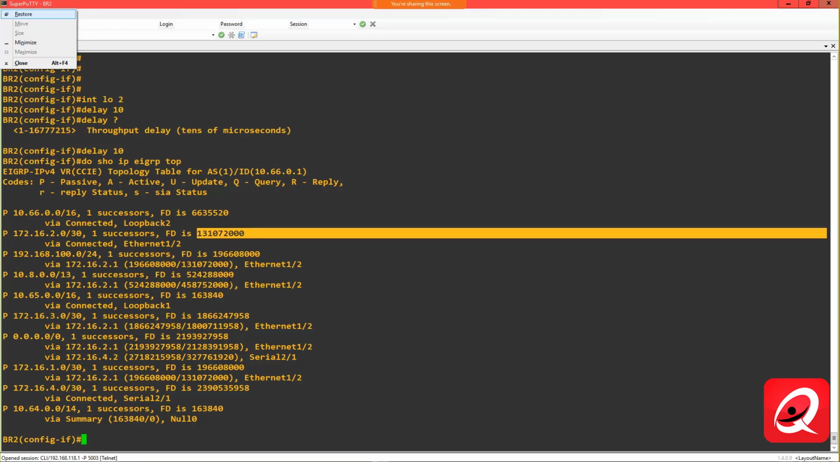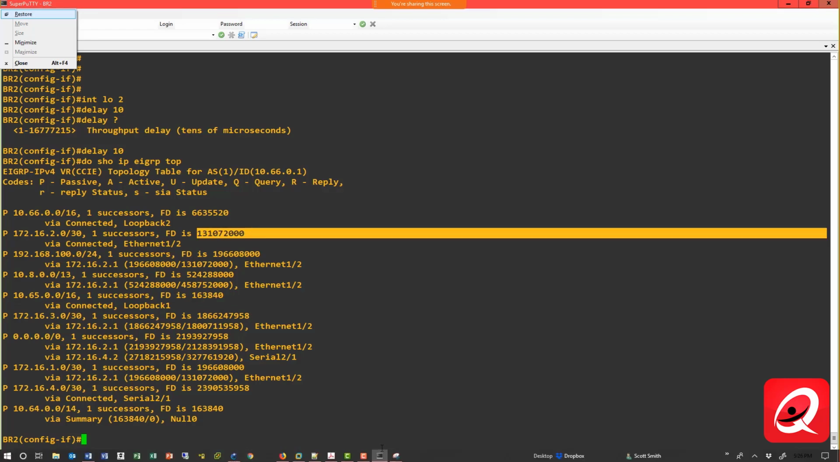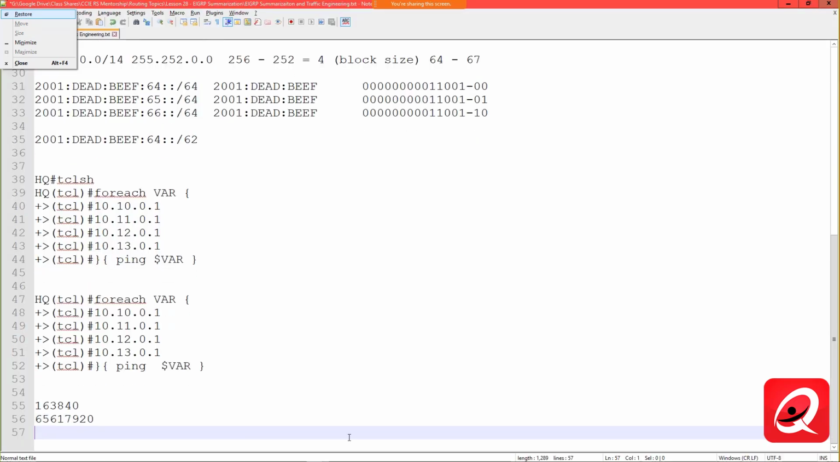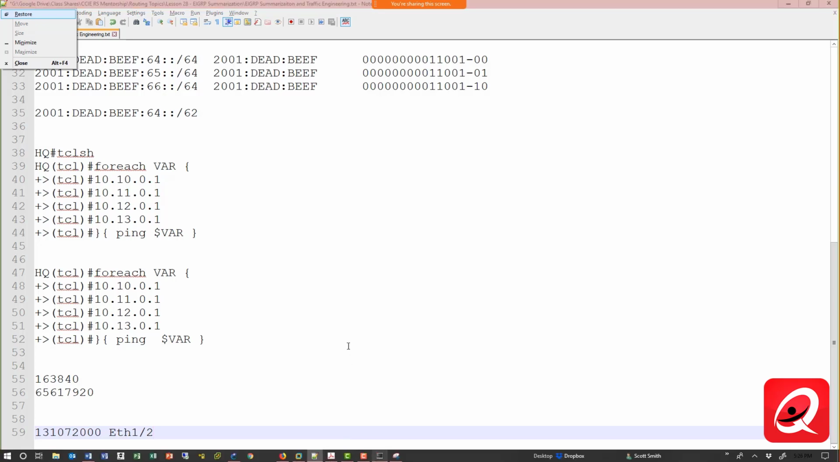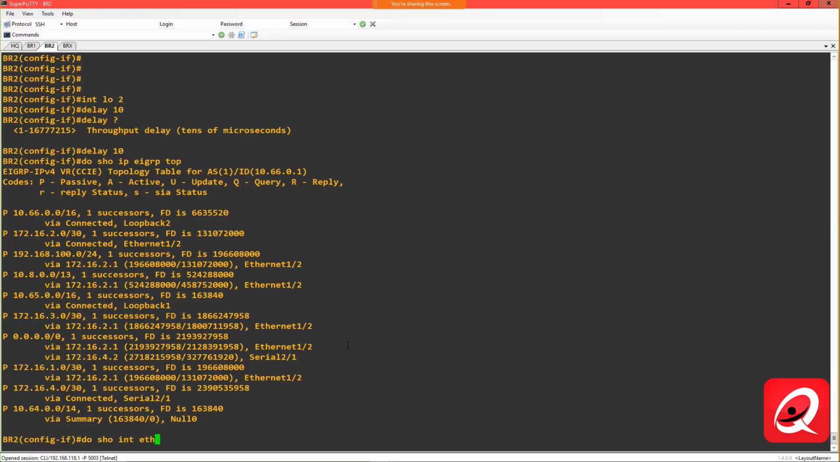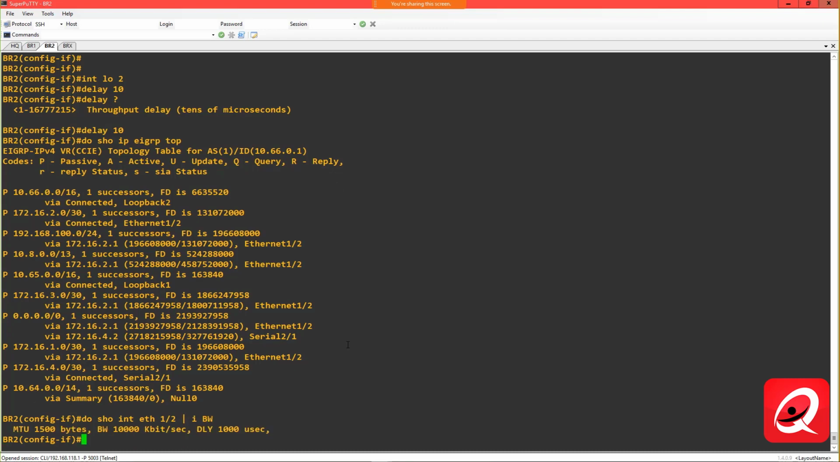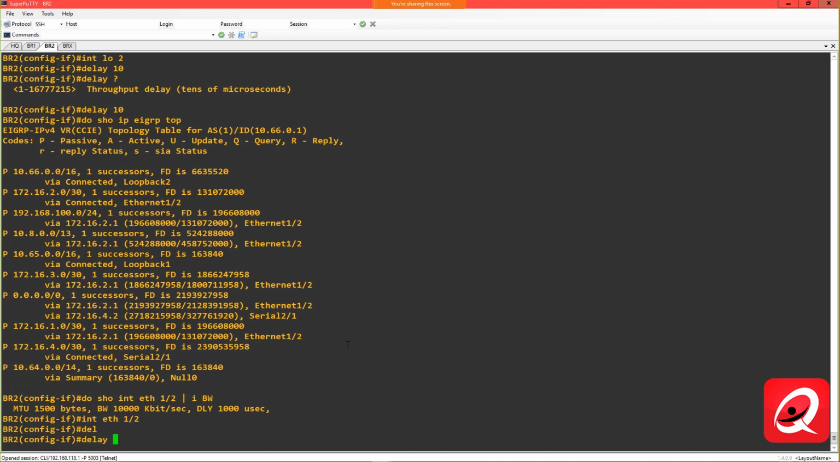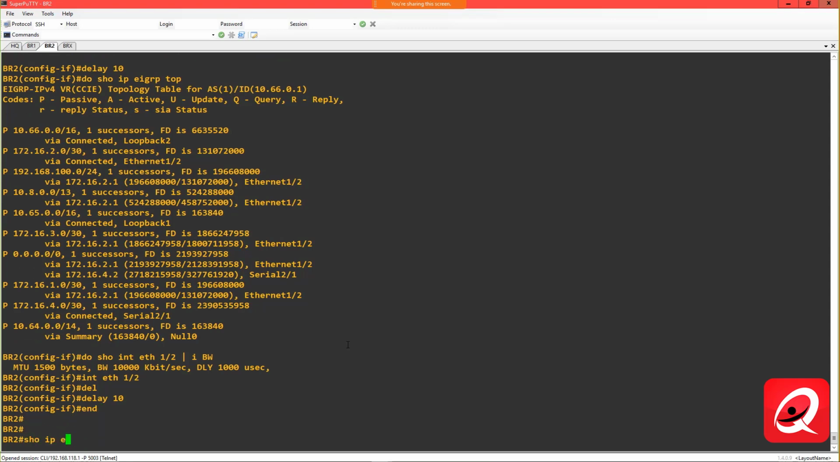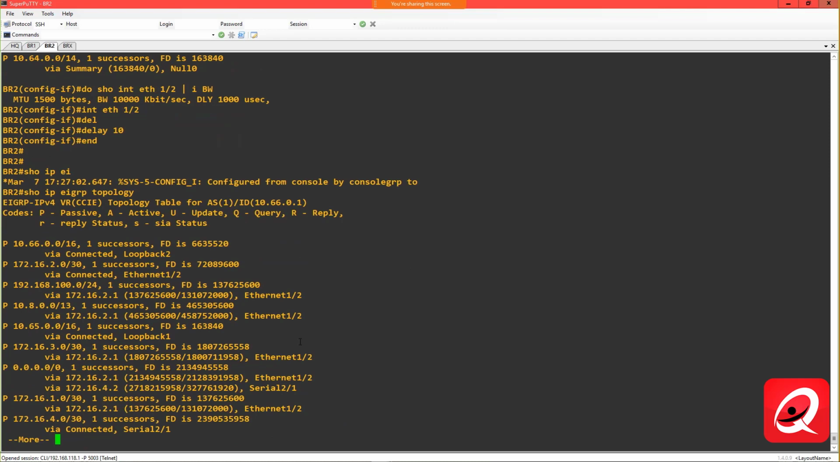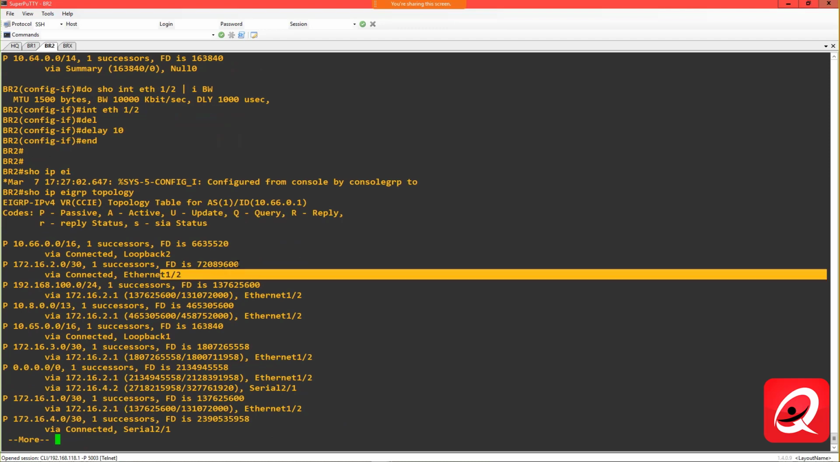So we've got for Ethernet 1.2, we've got that metric. So that's my Ethernet 1.2. And if I do a show interface Ethernet 1.2 pipe include bandwidth. So we're talking about 1,000 microseconds. So let's make it 100 microseconds. Show IP EIGRP topology. Ethernet 1.2.